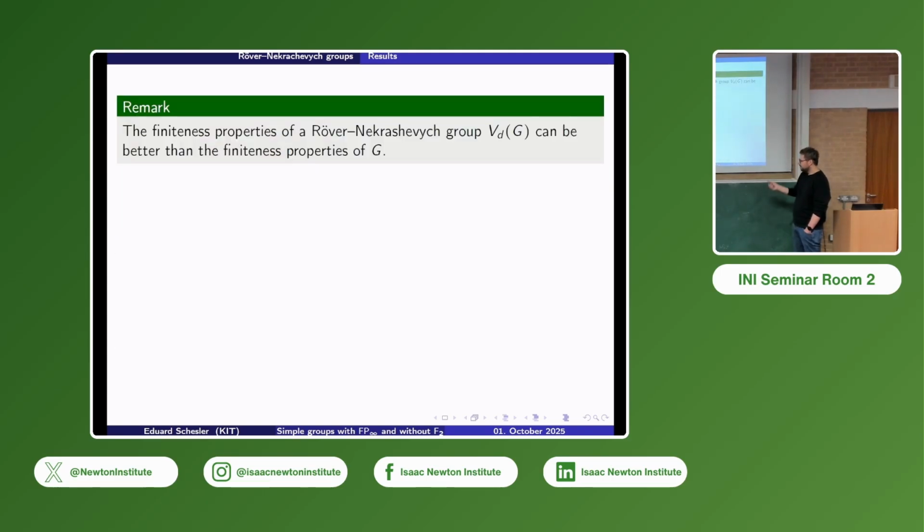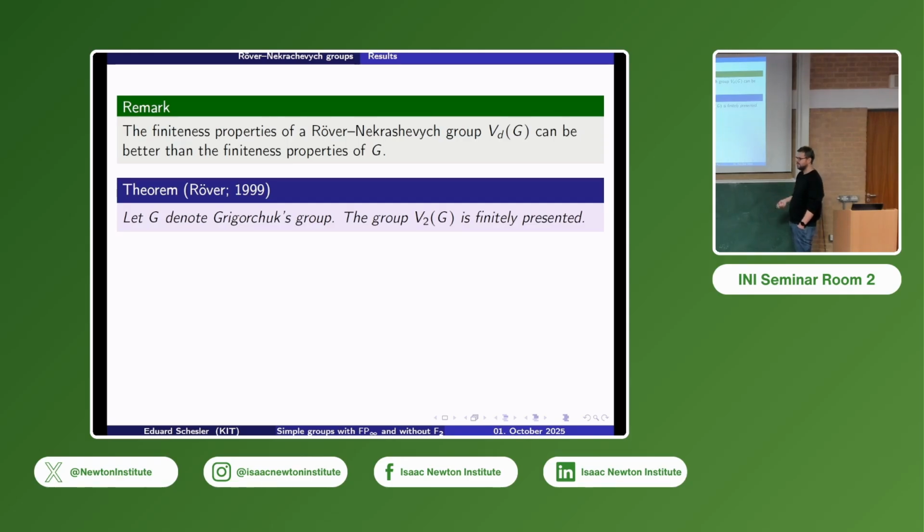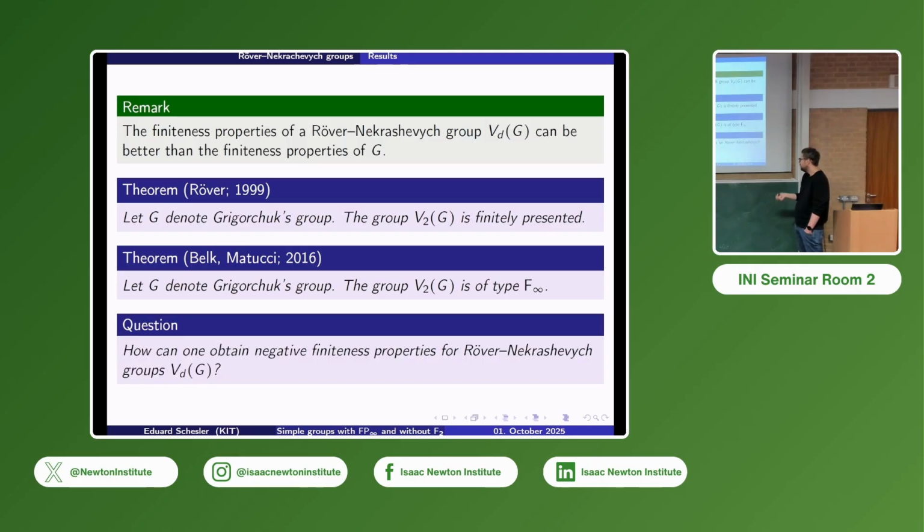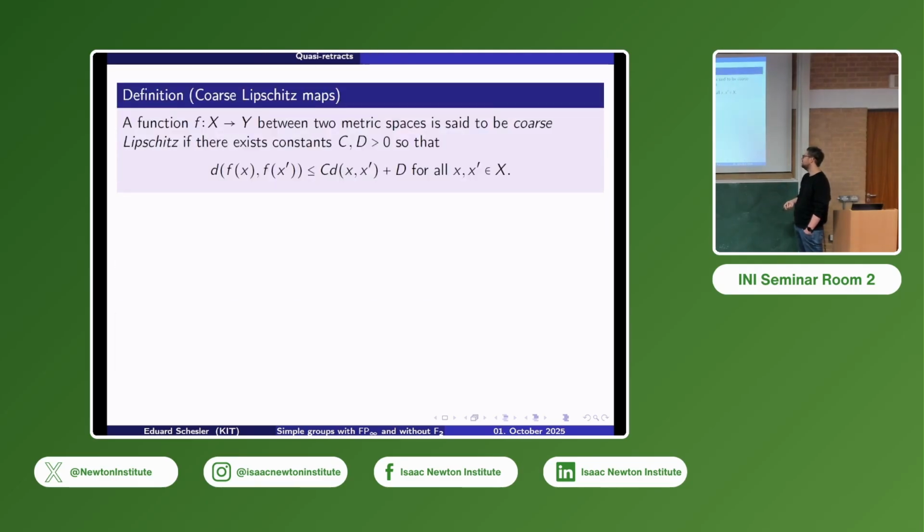Now, the actual problem for Skipper, Witzel, and Zaremsky, and also for us, is that the finiteness properties of the Röver-Nekrashevych group tend to be better than the finiteness properties of the group G. This was already observed by Röver, who plugged in the Grigorchuk group, which is not even finitely presented, and what comes out of it is finitely presented. In fact, it is of type F infinity by results of Belk and Matucci. So the question is how to get negative finiteness properties. The way to do it is to find quasi-retracts, since quasi-retracts give upper bounds on the finiteness properties.